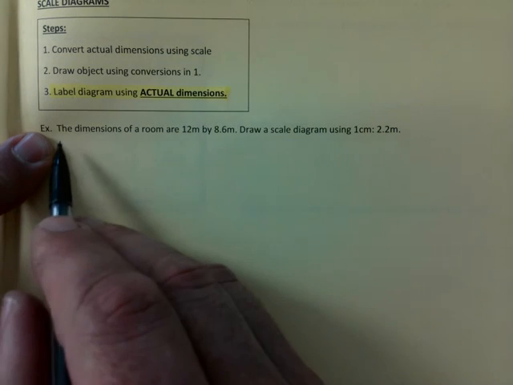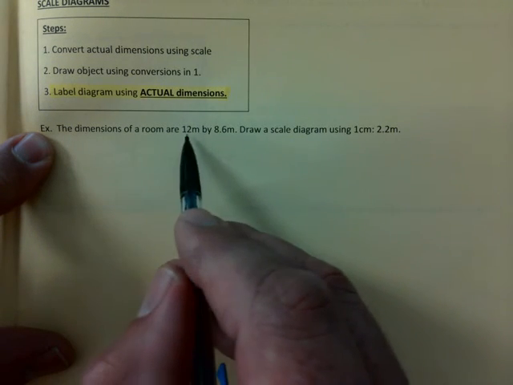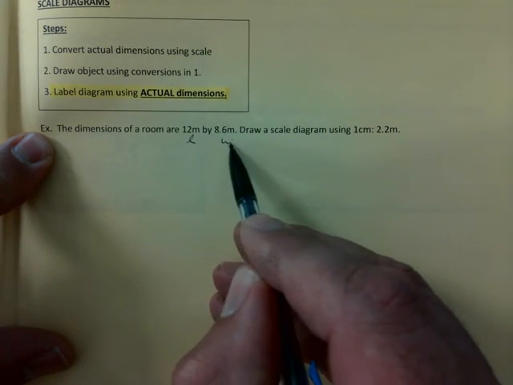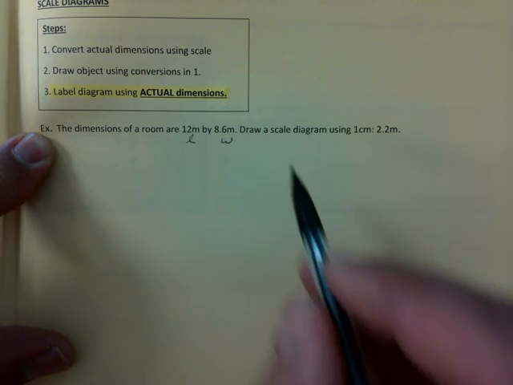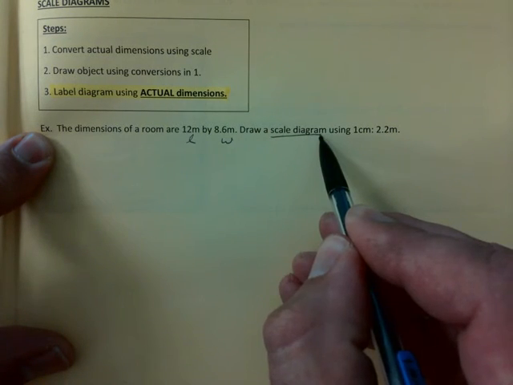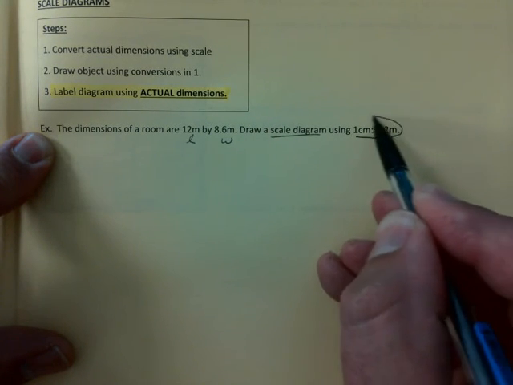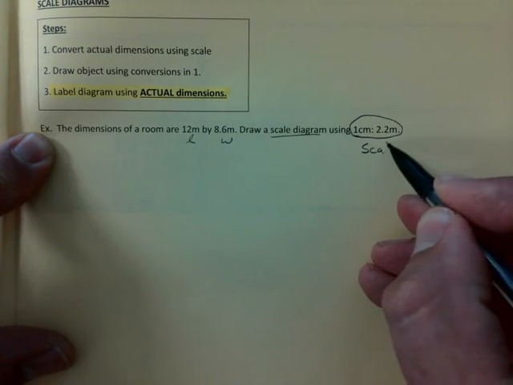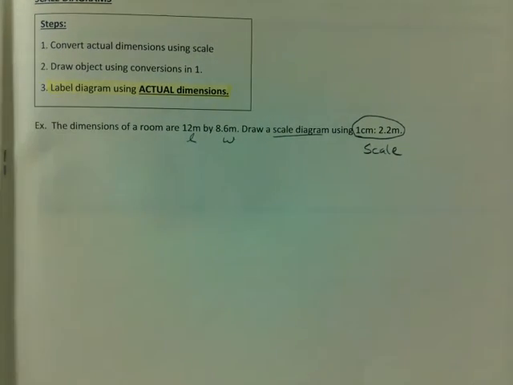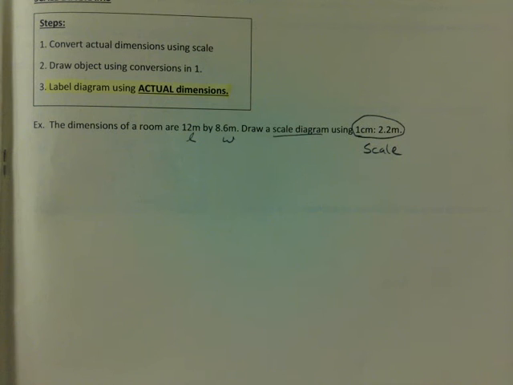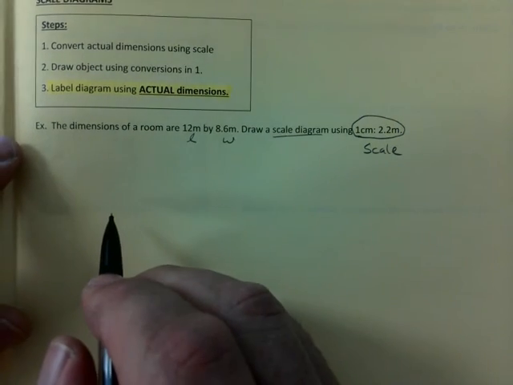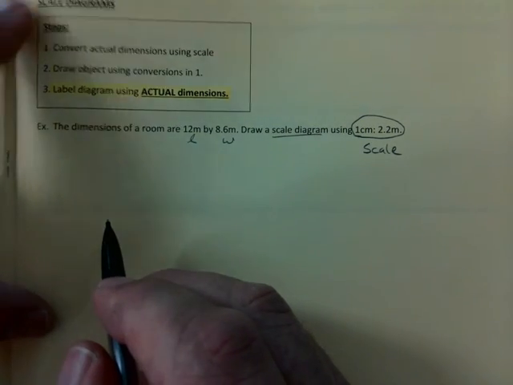This textbook is also made for BC, right? So the dimensions of a room would be length and width. Draw a scale diagram using this scale. So this is my scale. Not a scale factor, it's a scale. Could we turn it into a scale factor? Yeah, we could. But when it's scale diagrams, I keep it as is, okay? So convert actual dimensions using the scale.